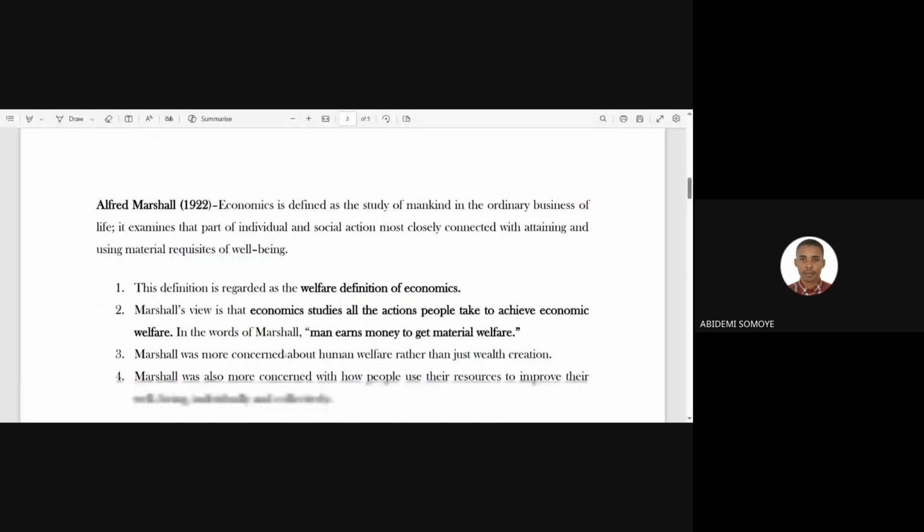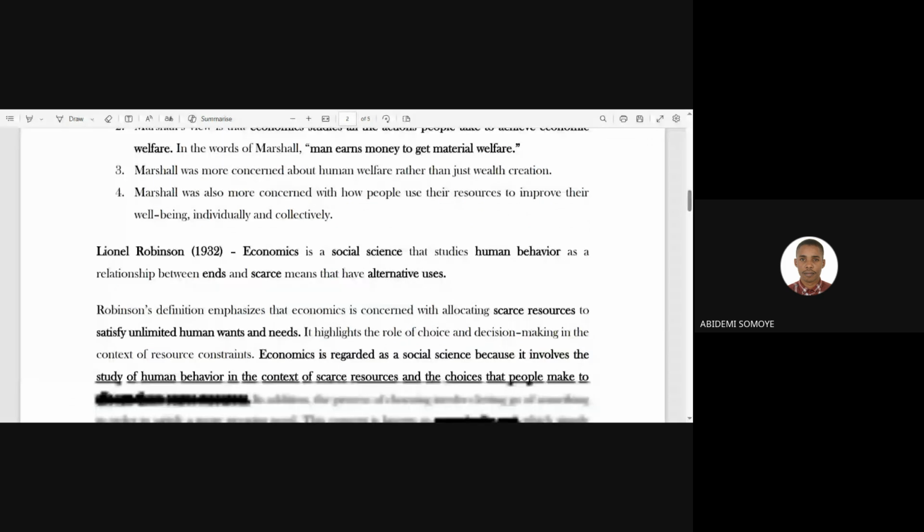So let's take a look at that of Alfred Marshall. Alfred Marshall defined economics as the study of mankind in the ordinary business of life. He examines the part of individual social action mostly connected with attaining and using material requisites of wealth. All right. As we go further, you will see how we branch economics, how economics is being seen from the micro perspective and how economics is being seen from the macro perspective. Okay, so Alfred Marshall defines economics as the study of mankind in the ordinary business of life.